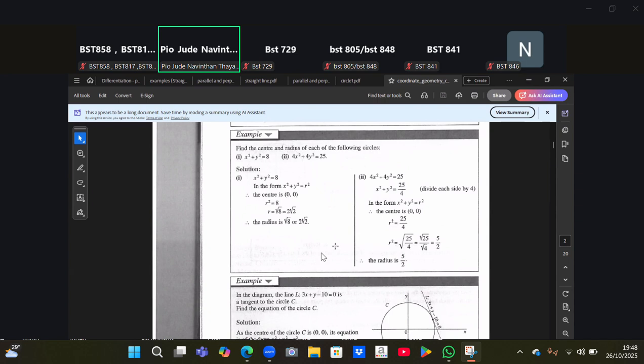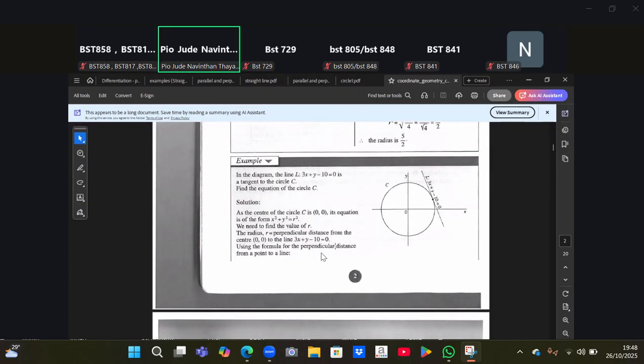So sometimes they give the center and the radius, or some clue to find the radius, and then we need to find the equation. Sometimes they give the equation and we need to find the radius and center. Okay, no need.